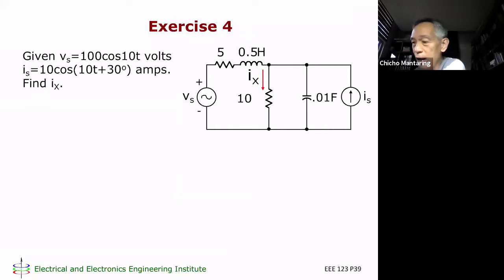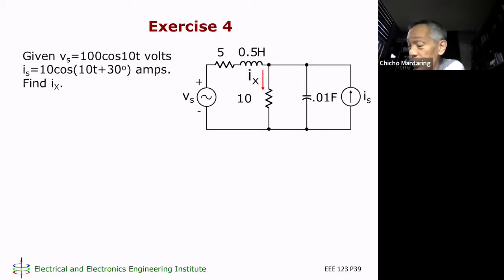Na nagigets na naman ninyo yung technique, no? Simple lang naman yung steps. You transform the circuit, then you solve for the quantity that you're interested in, and then you do the reverse transformation. Dito sa exercise 4, okay, you have two sources. You have two sources, this and this.